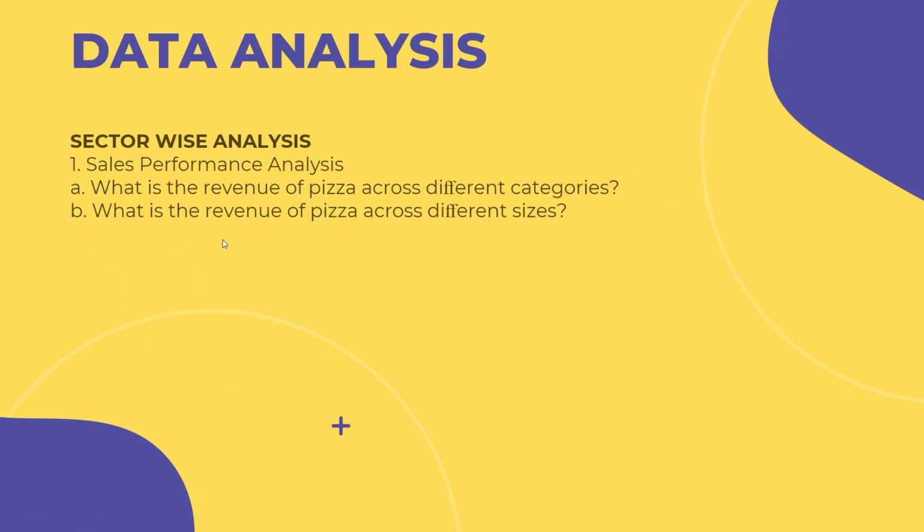Okay, then we will move to sector wise analysis, that is we will see the sales performance analysis on different categories as well as on different sizes. That is, we will be creating what is the revenue of the pizza across different categories and what is the revenue of the pizza across different sizes. So if you want to note down all the questions that we will be attempting in SQL for data analysis, you can pause the video and write these questions.